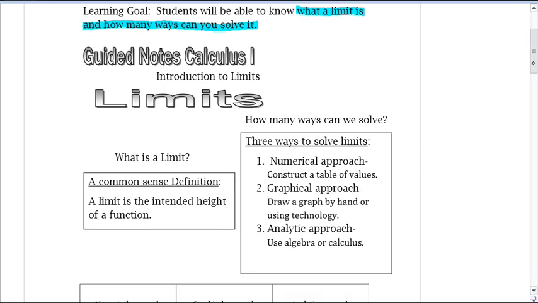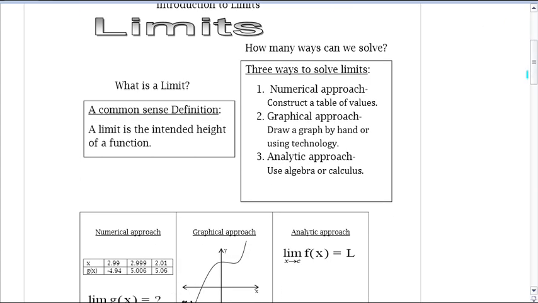Okay, so let's go ahead and start. Let's start with the question, what is a limit? Now, the common sense definition, very simple. A limit is the intended height of the function. So I'll say it again. A limit is the intended height of the function. I think the key word here is intended because it might not officially reach that point, but it's going to get close enough to that x that you're approaching on the x-axis that you get a height.